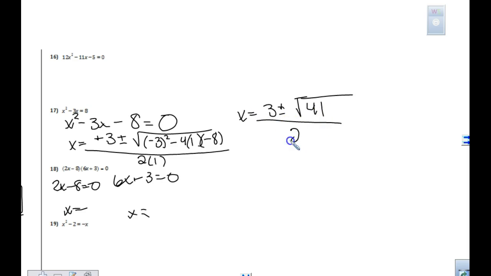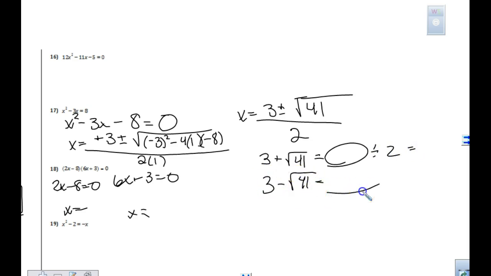All over 2. So when I put it in my calculator, I'm going to have 3 plus the square root of 41. I'm going to get that answer, and then I'm going to divide it by 2. That's one of my answers. The other one is 3 minus the square root of 41. I'm going to get this answer once I've added those, and then I'm going to divide it by 2. Those are my 2 solutions. So you should have like negative 1.7 and positive 4.7.